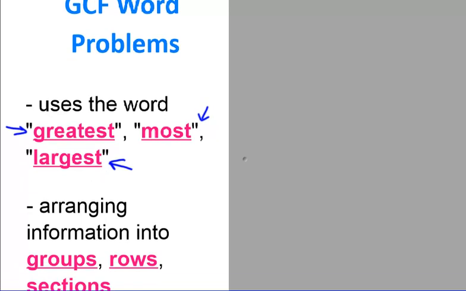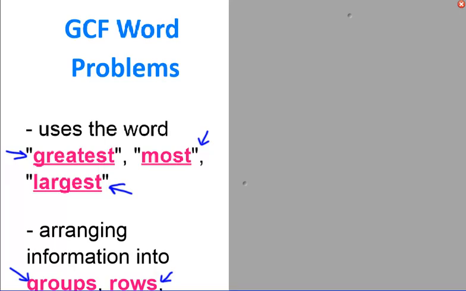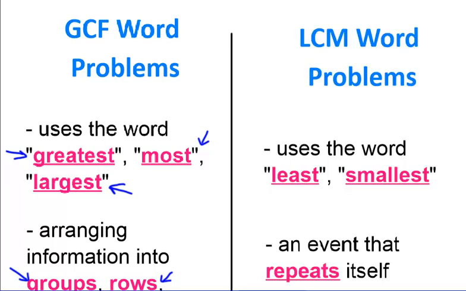Now, sometimes it won't use those words. So, sometimes it's going to say things, or sometimes it's going to ask you about groups that can be created, about rows that can be created, or sections that can be created. Okay, this would also tell you that it's a GCF type of question. Now, what if it doesn't ask you about those things? Well, then it might be an LCM question.